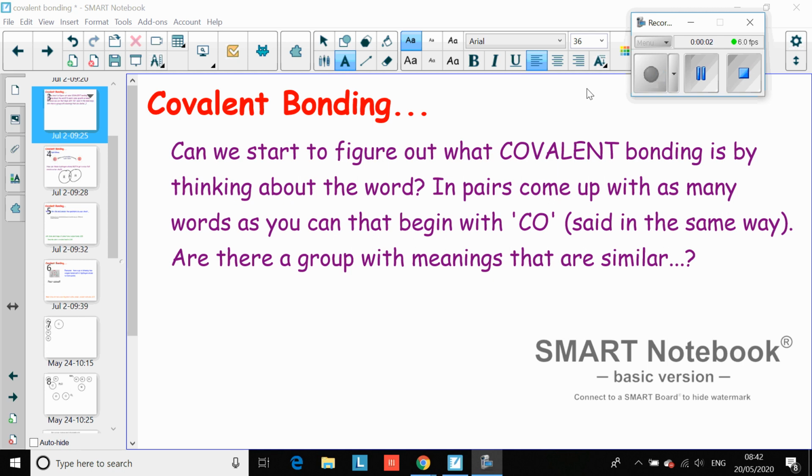Hello, year 8. So today, what we're going to be doing is looking at something called covalent bonding. But just a very quick reminder before we do. Last lesson we looked at something called ionic bonding. I'm just going to quickly recap on the key features of ionic bonding.